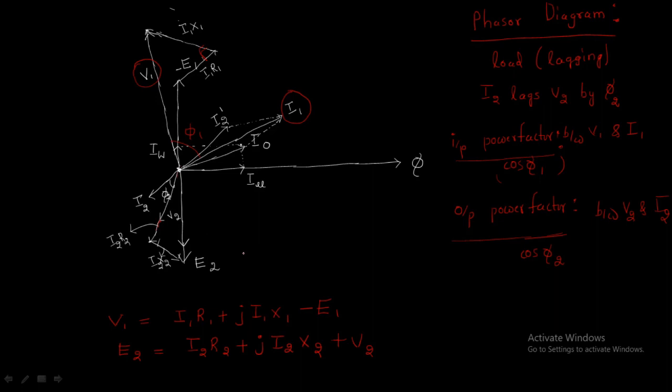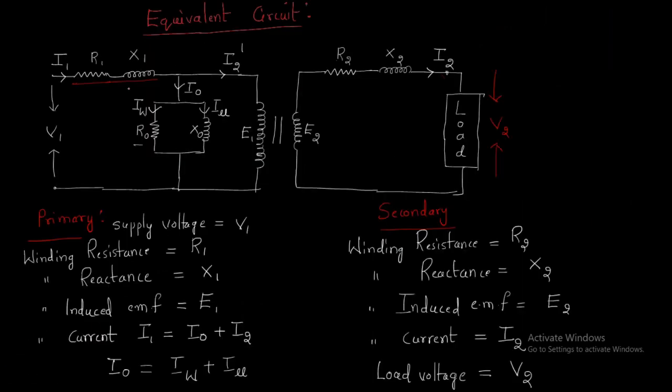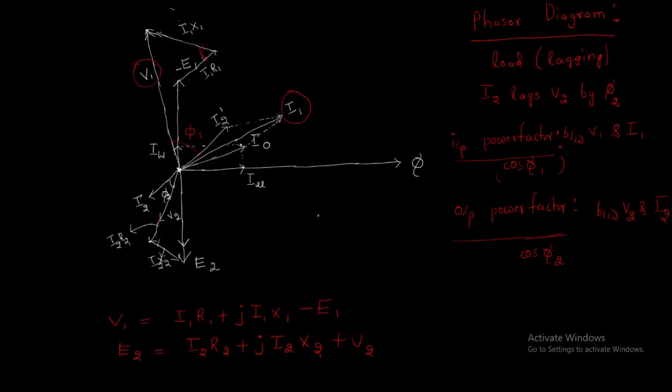Okay. This is about the equivalent circuit and complete phasor diagram. Just remember the simple thing: in the complete equivalent circuit we have primary side resistance and reactance, and secondary side resistance and reactance. By using these, all the equations will be modified like this. This is the input power factor and this is the output power factor. Okay, this is about the complete equivalent circuit of the transformer.